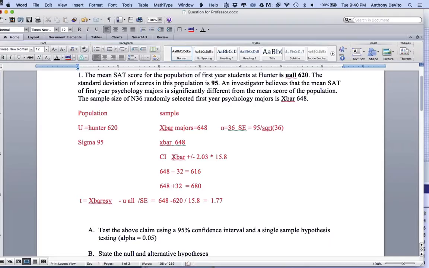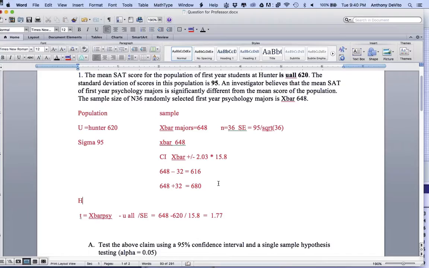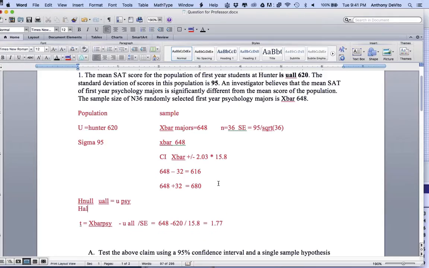Well, how far apart do they have to be for me to reject my null hypothesis? My null hypothesis was that the mean for all students is equal to the mean for psych students. And my H-alt was that the mean for all students is not equal to the mean for psych students. So how far apart in t-scores do these two have to be in order to reject the null hypothesis? Anybody remember how far apart?